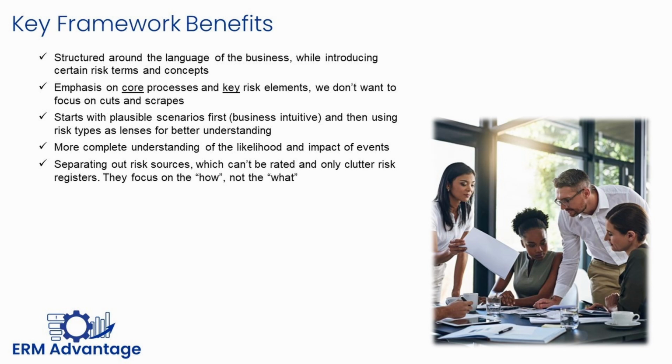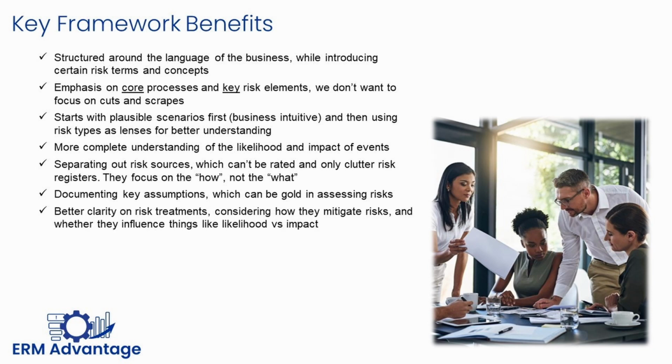By separating out risk sources, which can't be rated and only clutter our risk registers, we keep the register focused on key risks. Sources focus on how something can happen, not what could happen. By documenting key assumptions, this can be gold in risk assessments because so often that is where risk truly lies. This certainly gives us better clarity around risk treatments, considering exactly how we mitigate risks and whether they influence things like likelihood or impact. And all of this leads to more accurate risk ratings.